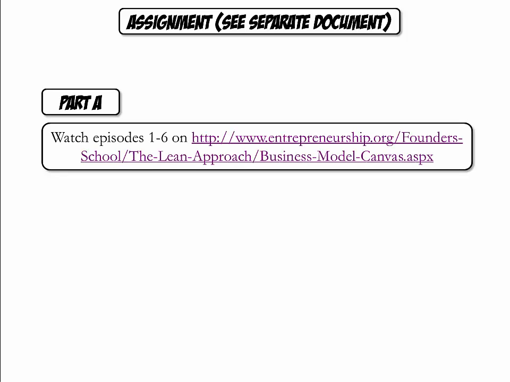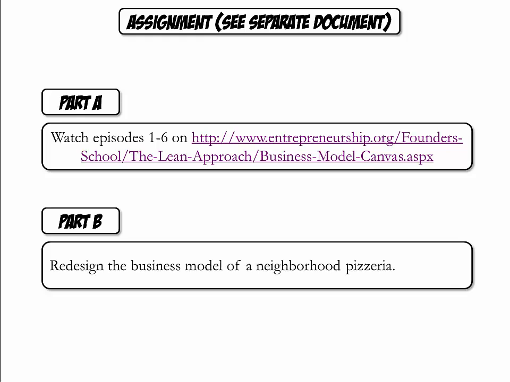Please look at the assignment document for instructions on your business model canvas homework. It consists of 2 major parts. In Part A, you will watch 6 videos that were developed by the Kauffman Foundation in collaboration with the makers of the book Business Model Generation. The video series teaches you how to go from having a business idea to pitching a validated business model and value proposition. In Part B, you will redesign the business model of a neighborhood pizzeria using the business model canvas. Please look at the assignment document for the specifics.